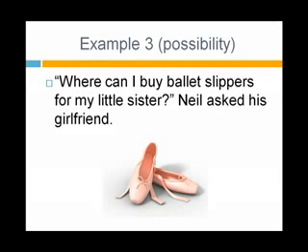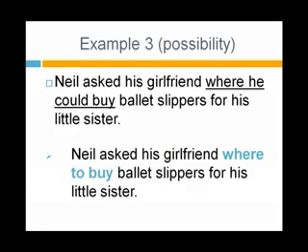Example 3, a possibility. "Where can I buy ballet slippers for my little sister?" Neil asked his girlfriend. The first way we can report that question is, Neil asked his girlfriend where he could buy ballet slippers for his little sister. The second way we can report the question, Neil asked his girlfriend where to buy ballet slippers for his little sister. The second statement uses a WH infinitive, where to buy. Again, you see a shorter statement. We don't have the pronoun he, and we don't need could, the modal verb. It's already expressed by using the WH infinitive.